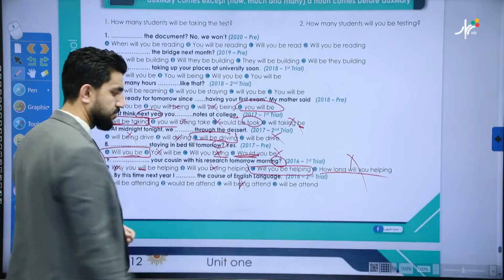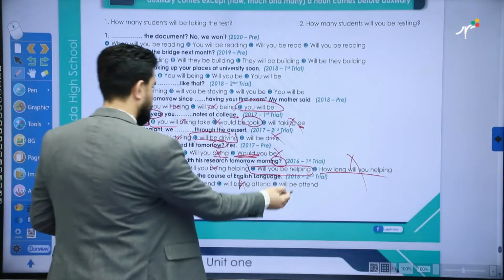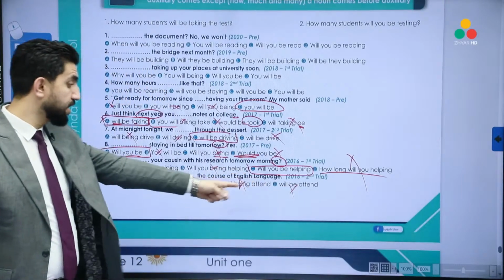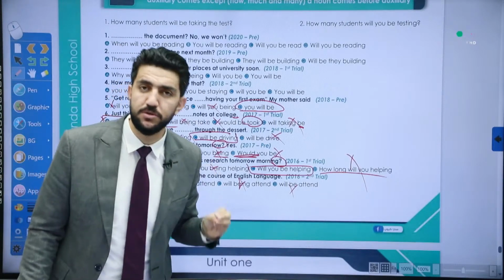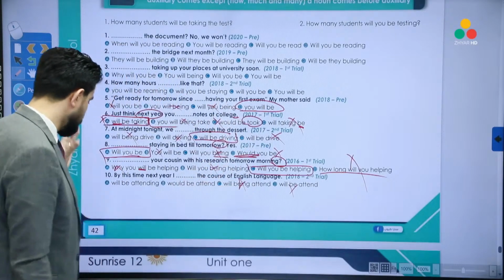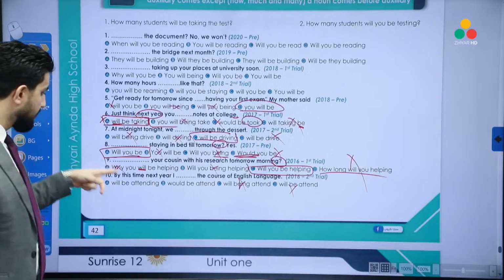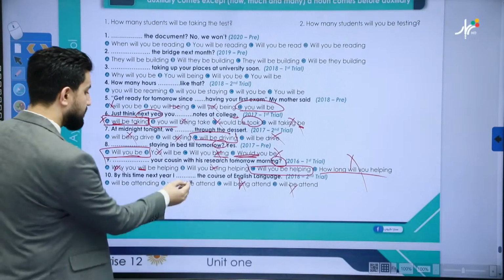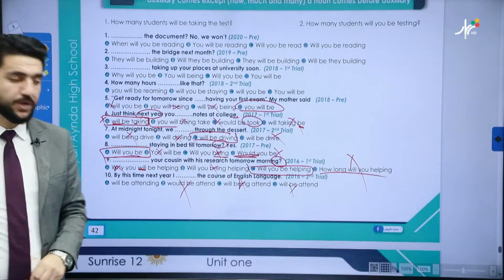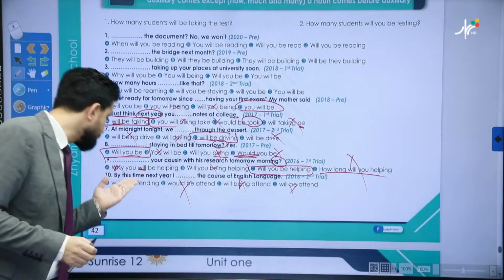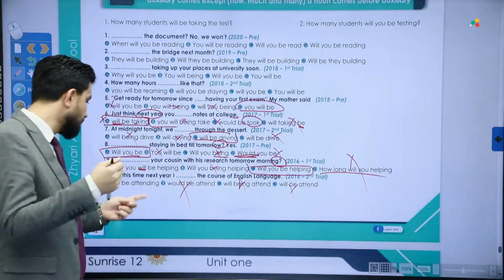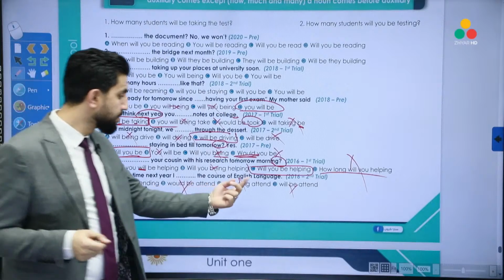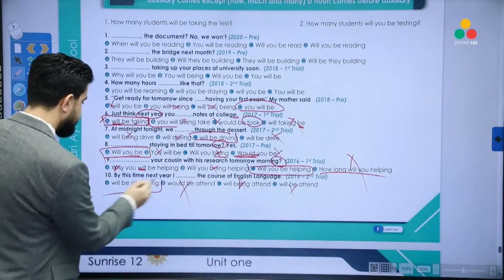Come on. This is wrong. Why, Mr. Ad? There's no -ing here. There's -ing, but not being. We don't use being. Do we use it? No, of course we don't. Will be attending. Would be? No, we don't use would. Why, Mr. Ad? Look at it. "By this time next year" is about future continuous. Well done. So "will be attending" is the correct answer.